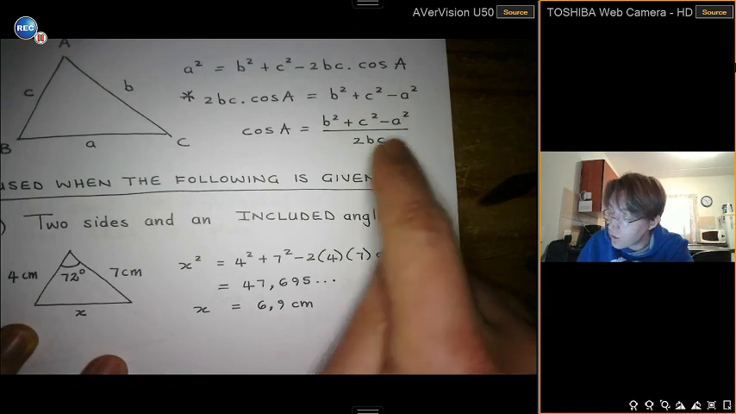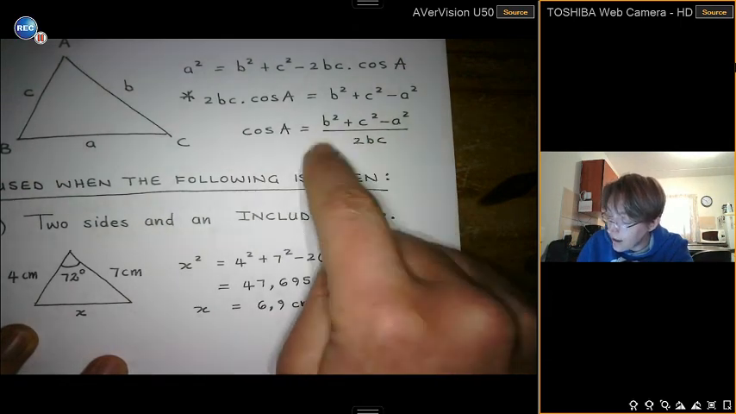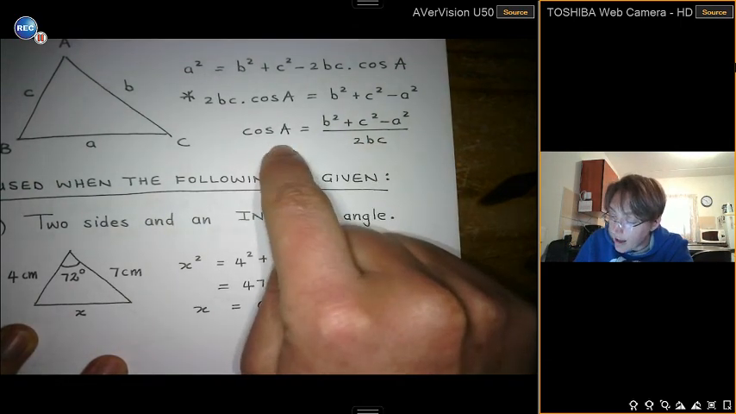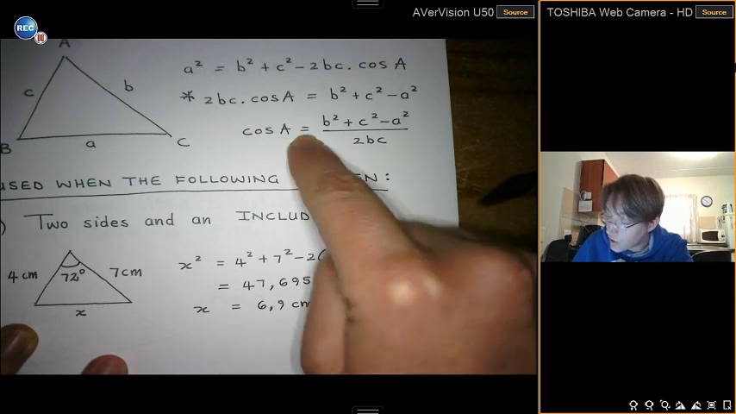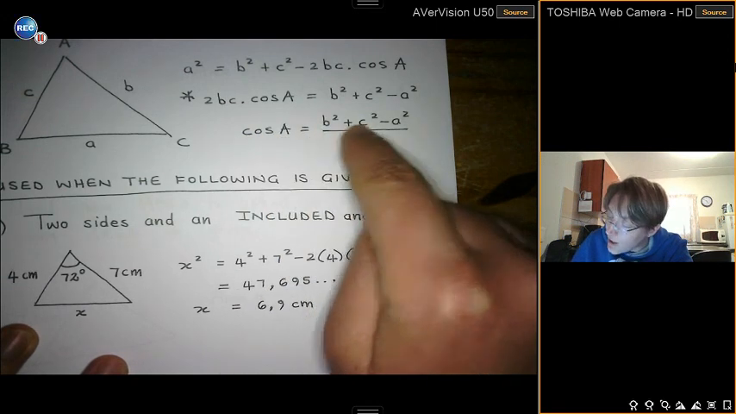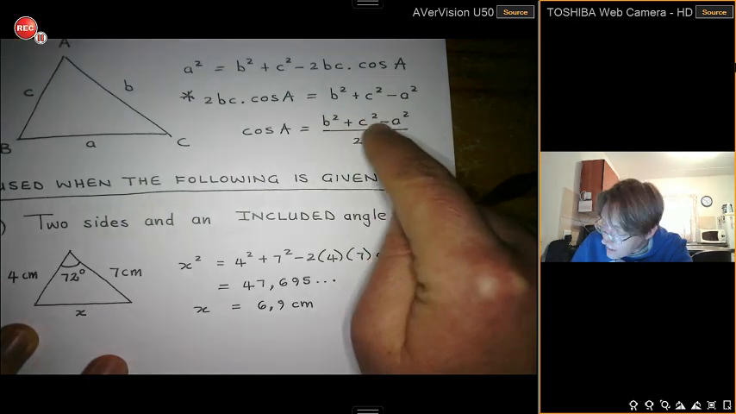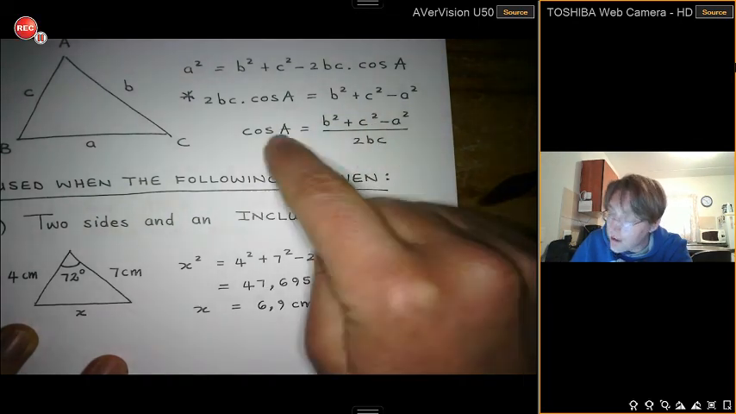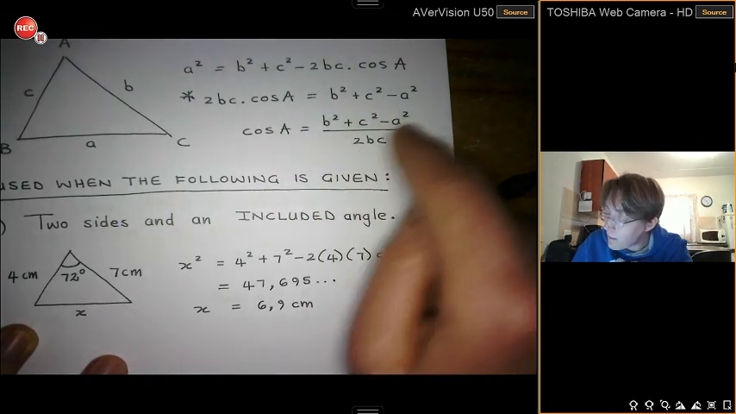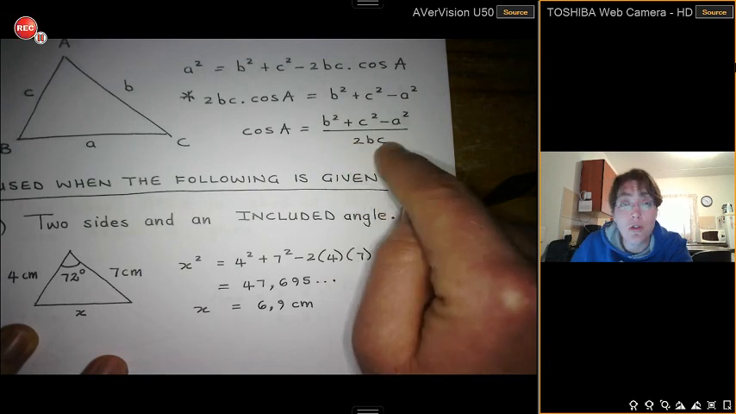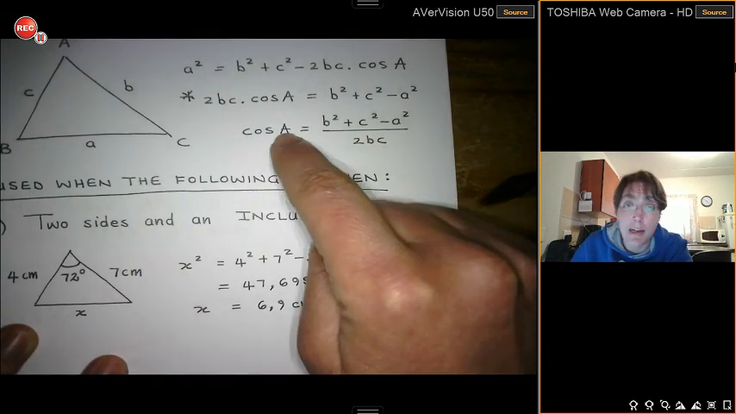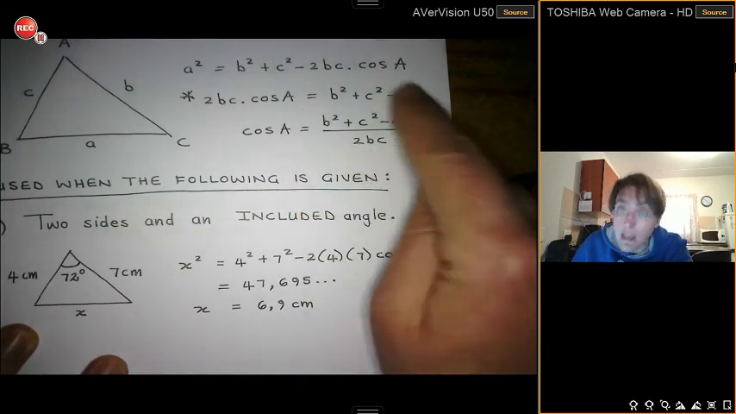So this one works if I have all 3 sides, but careful. If I want to get angle A, then the cos of angle A is equal to the 2 sides that include the angle. So that's b squared plus c squared minus the side opposite the angle squared, divided by 2bc, which is again the 2 sides that include the angle. So just watch how you set this one up.